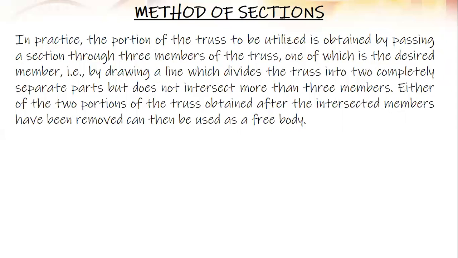You draw a line which divides the truss into two completely separate parts, left and right, but does not intersect more than three members. So either of the two portions of the truss obtained after the intersected members have been removed can then be used as a free body. So bisan asa ana pwede nimo himuon na free body. Pero as I have said, ang usual nga gagabuhaton is katong part ng lesser number of forces ang pilion.